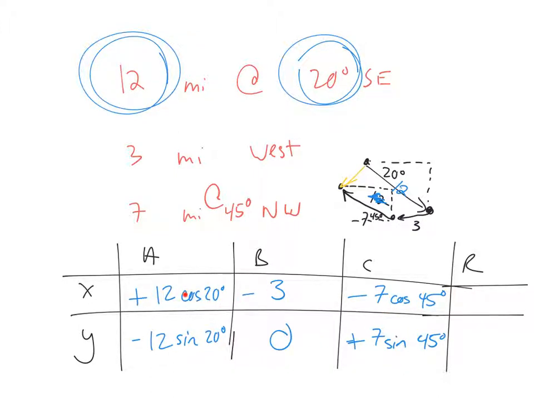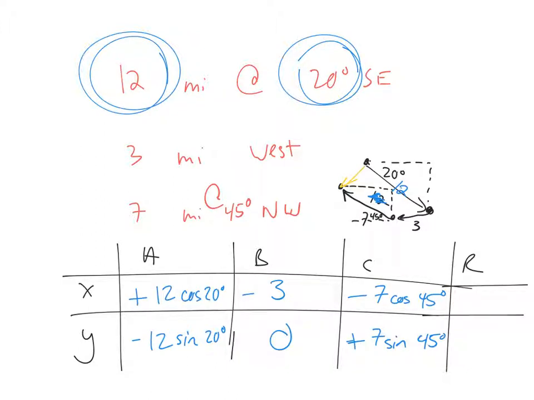But this is like the x component, meaning it's like the length here. This right here is the y component. That's this drop right here. Then this negative 3 is shown right here. After that, this negative 7 cosine 45, that's this length right here. And finally, the positive 7 sine 45 is this height right here. So my goal is to figure out this overall value and this overall value by summing across and summing across.